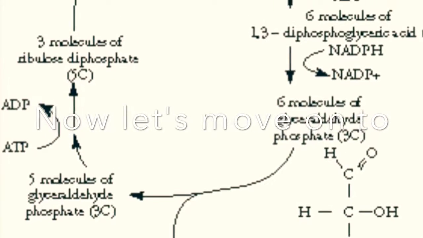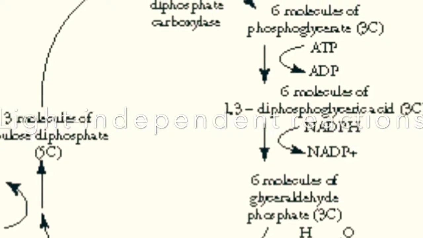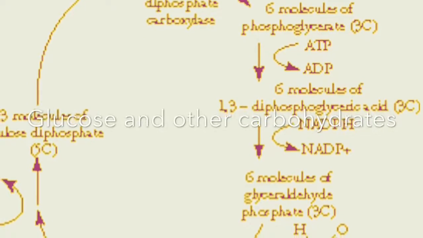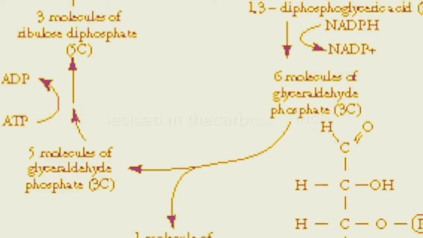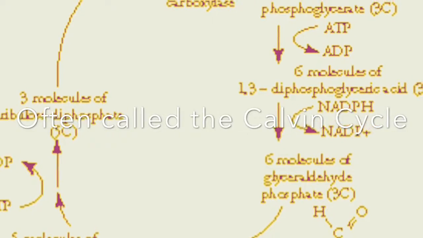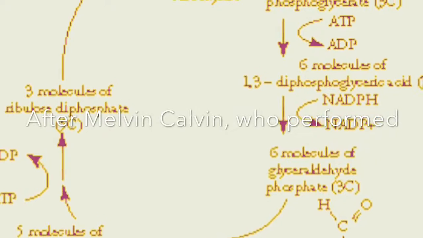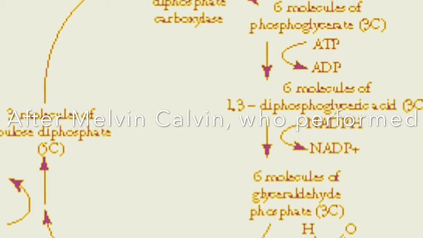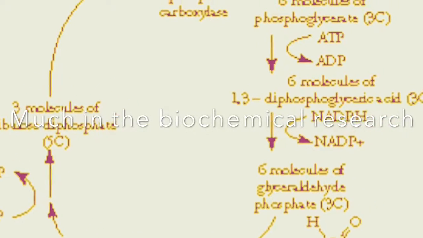Now that we're done with light reactions, let's move on to light-independent reactions. Glucose and other carbohydrates are synthesized in the carbon-fixing reaction, also known as the light-independent reactions, often called the Calvin cycle, after Melvin Calvin, who performed much of the biochemical research.